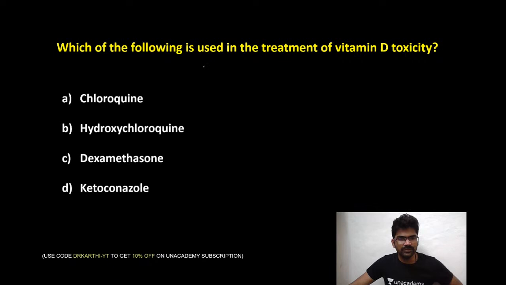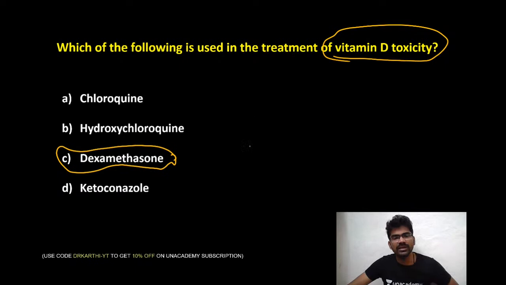This is a clinical question. I have put some clinical questions also this time, so that I want you to know this. Which of the following is used in the treatment of vitamin D toxicity? People can answer clinical questions also correctly. Usually my classes are mainly first year MBBS students, but this time I think others are also here. Nice. So for vitamin D toxicity, you can give steroids. Which is the steroid among these? You can give dexamethasone. So dexamethasone is given in vitamin D toxicity.